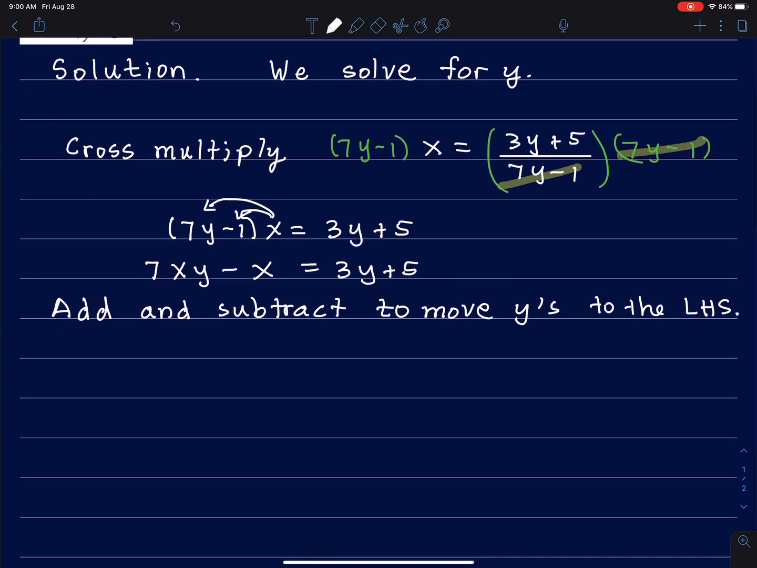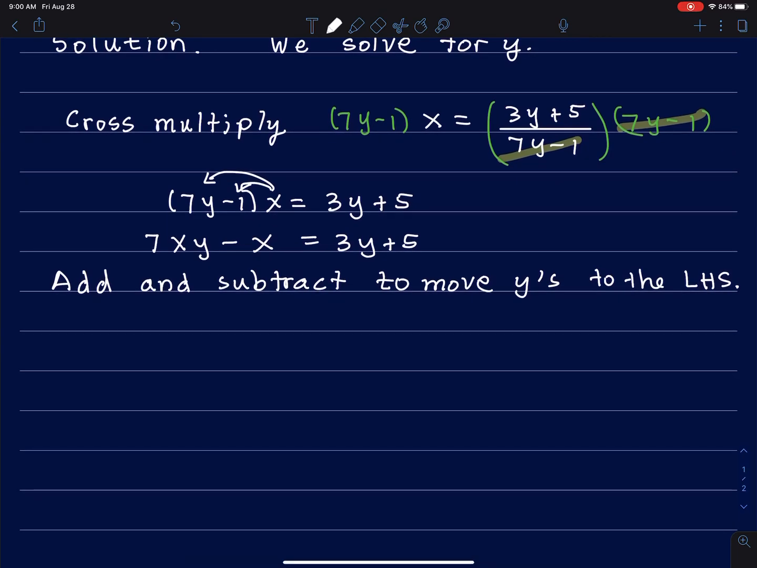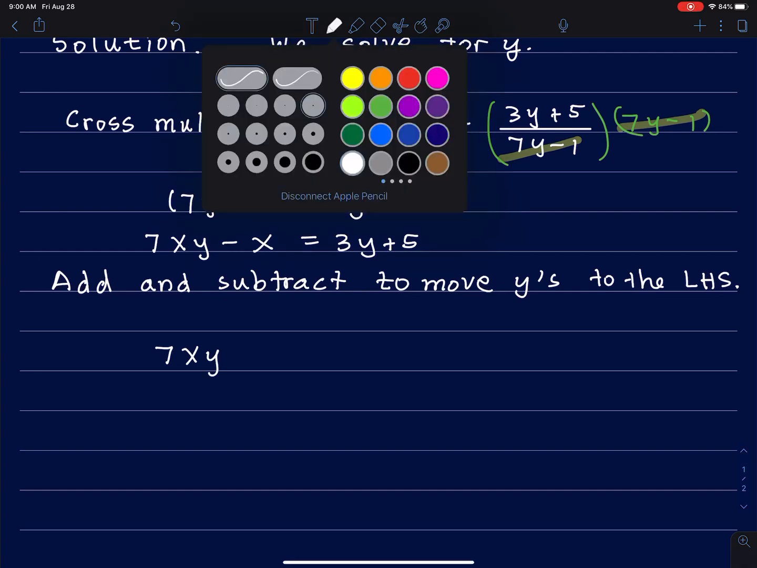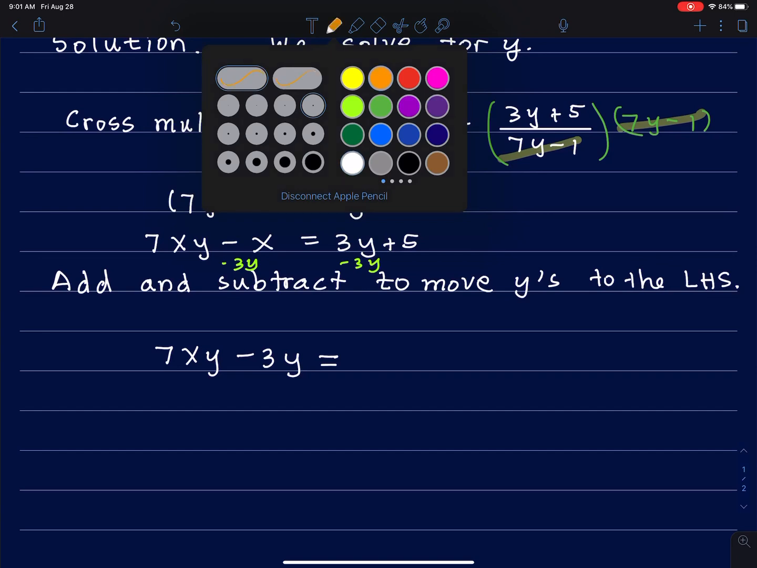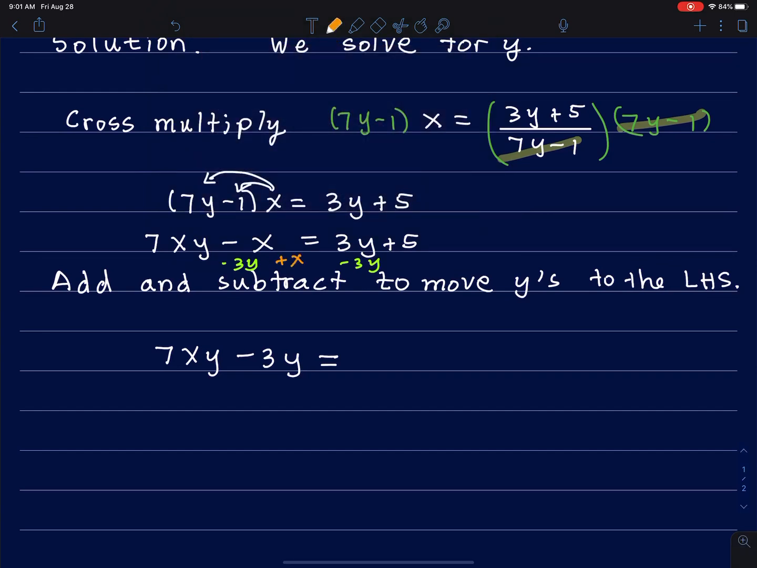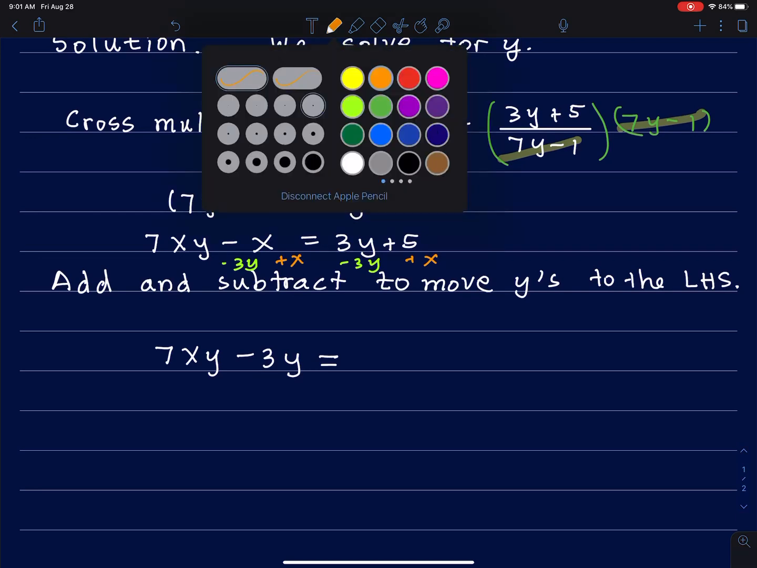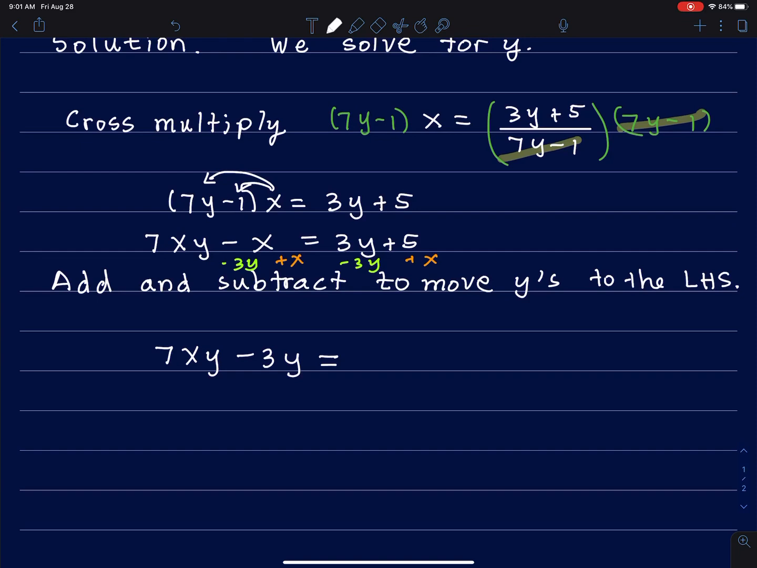LHS is my shorthand for left-hand side. So we have 7xy, that's already on the left-hand side. I want to bring this 3y to the left-hand side, so I subtract 3y from both sides. On the other hand, I want to bring this x to the right-hand side, so I add x. I usually don't write those little notes of subtracting and adding, because I think it's messy.